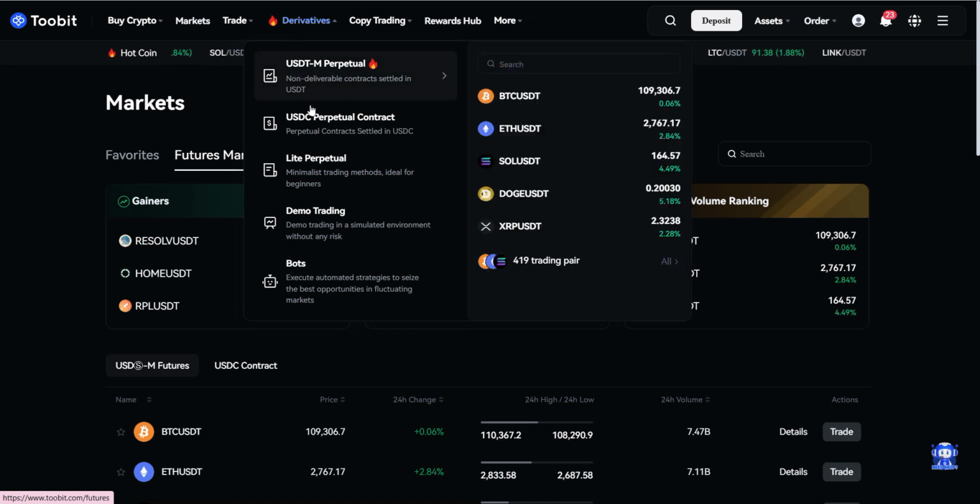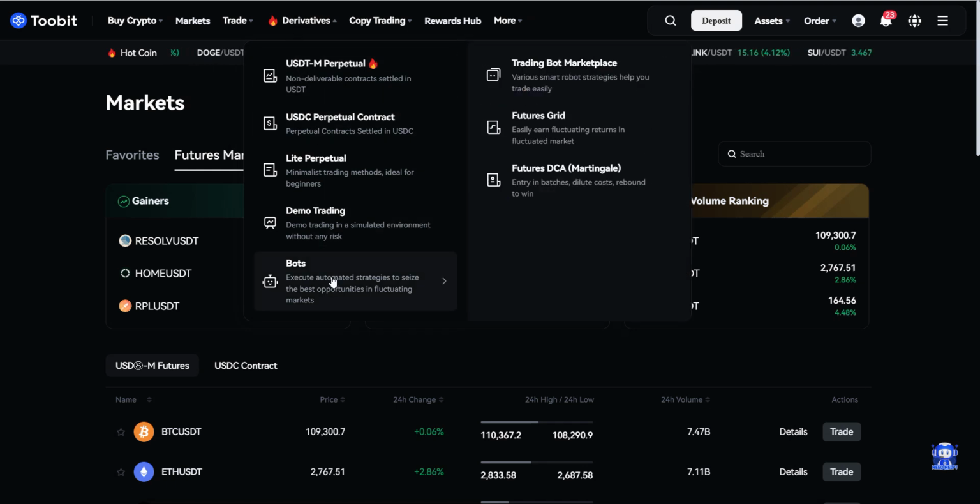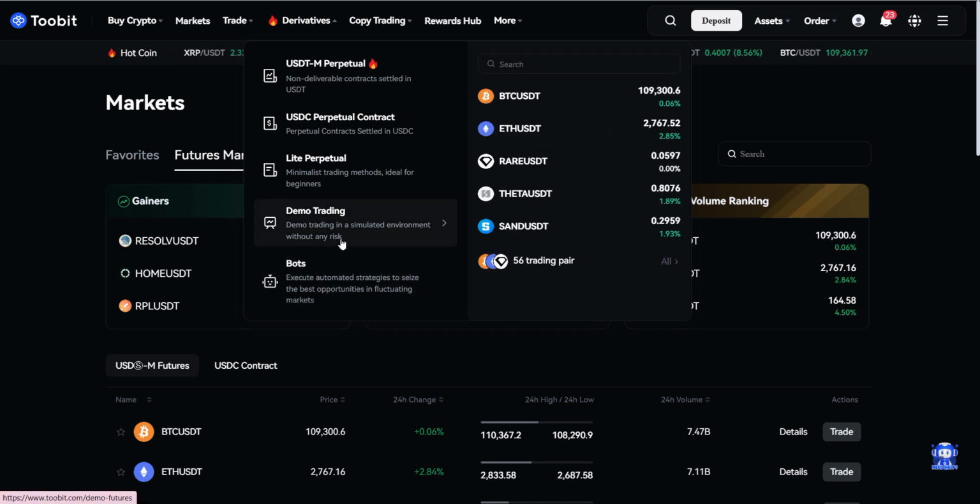This might be a little confusing for some of you. What do you pick? I don't mess with bots or demo trading. That's a waste of your time. It'll give you a false illusion. You will never become a real trader. I wish they would get rid of that.